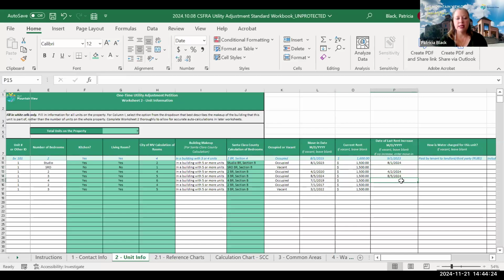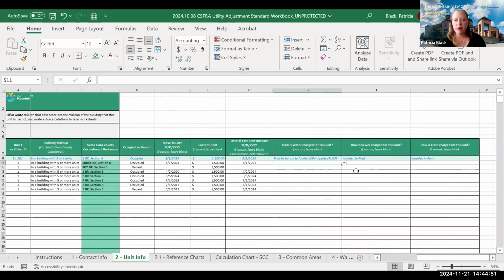And I'm going to go ahead and say that this person received a rent increase this year. This person received a rent increase last year. And this person also received a rent increase this year. Okay, so next you're going to identify how the unit is charged for water.